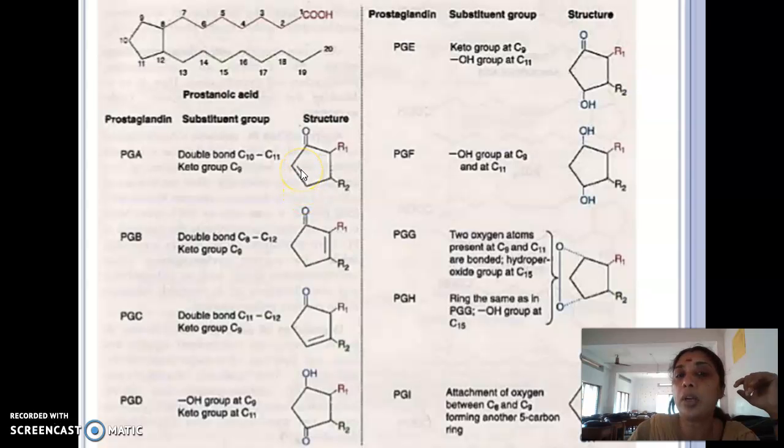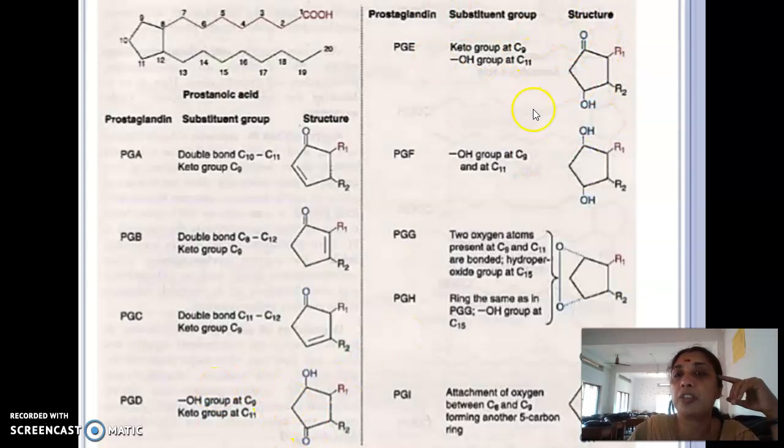Right? So this double bond is coming from the 10th to the 11th carbon atom, and it is forming a keto group here. The keto group on the 9th carbon atom is replaced with a hydroxyl group. So this is a common feature of all the PGD family members.